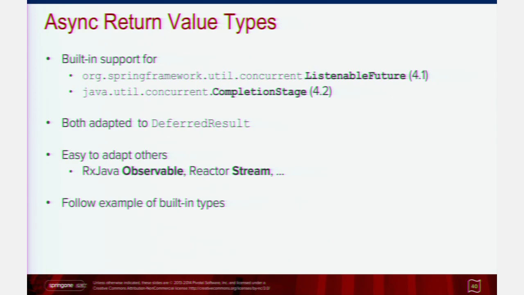We've also extended the support for async return value types. In most cases, you probably are returning DeferredResult, but if the underlying service is giving you a ListenableFuture, or maybe a Java 8 CompletionStage, you can just return that from the controller method. And internally, we adapt it to DeferredResult.